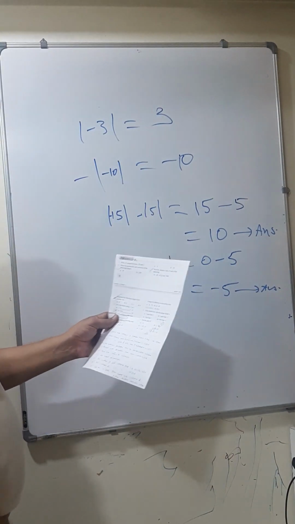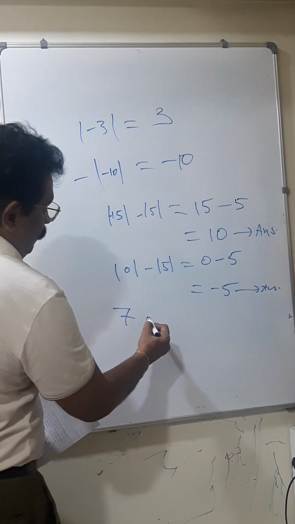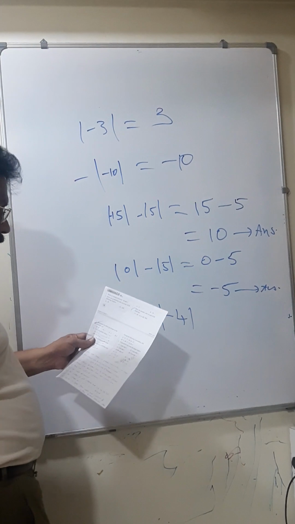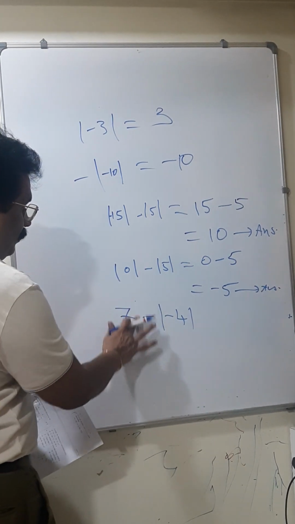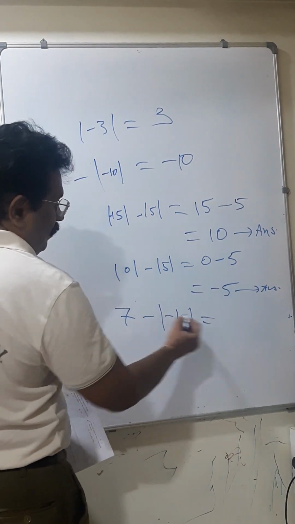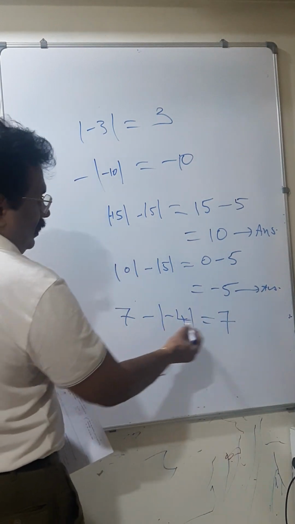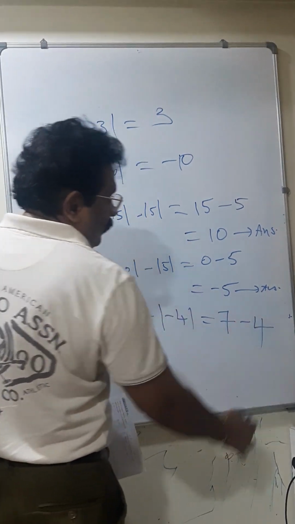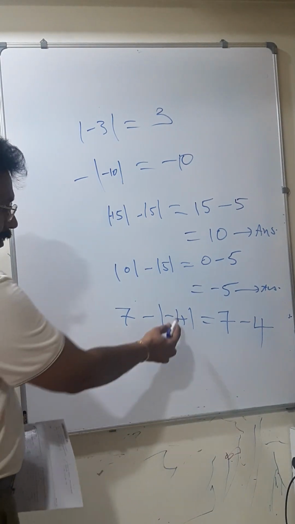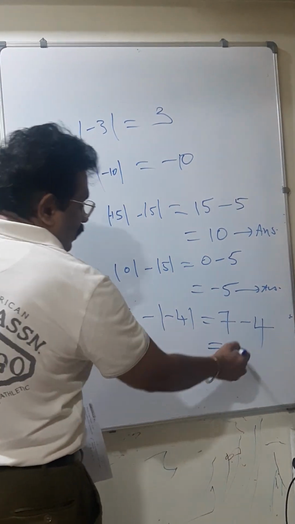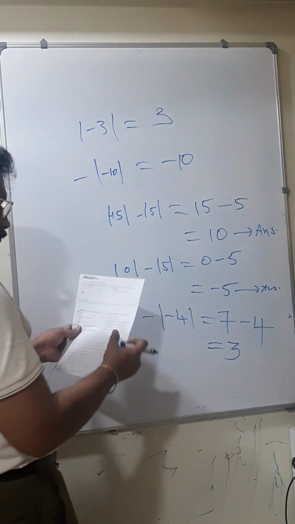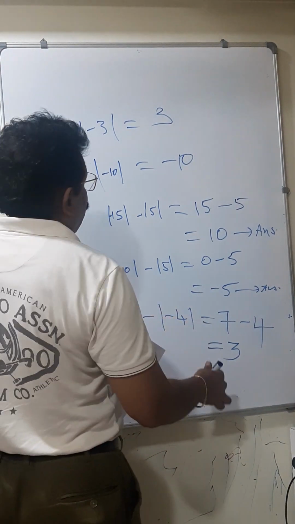Next. 7 minus minus 4. 7 minus absolute value of minus 4. Sorry, there is no absolute value. So 7 का 7 as it is लिखा. Minus sign को as it is लिखा. Absolute value of minus 4 को answer will be 4. है ना? Now solve it further. 7 minus 4 is 3. Clear? Now next one.